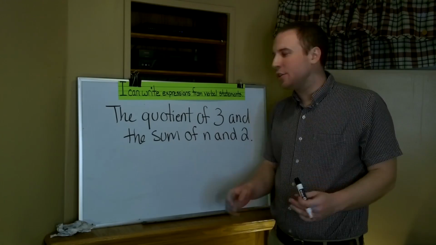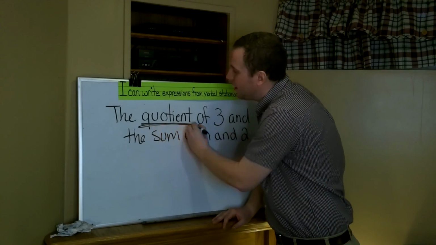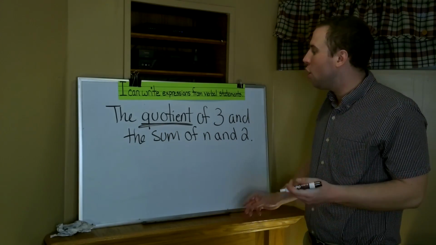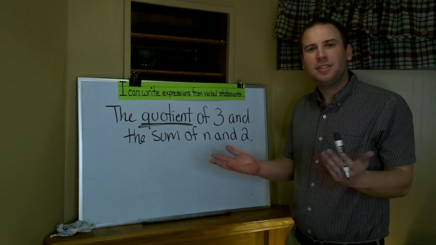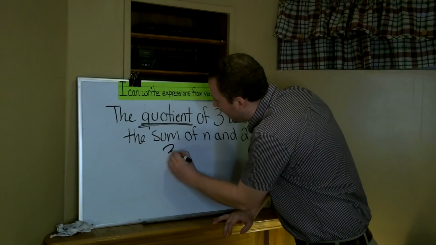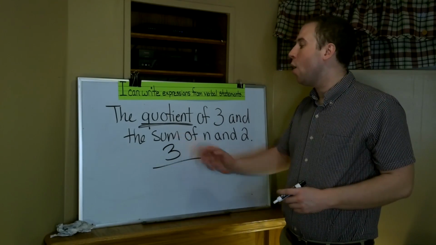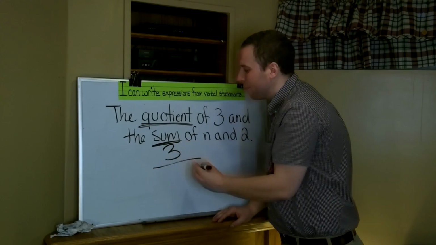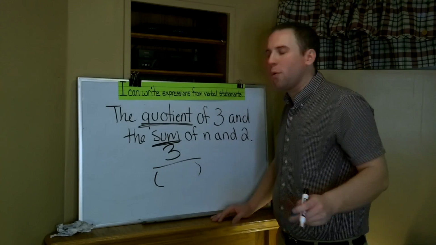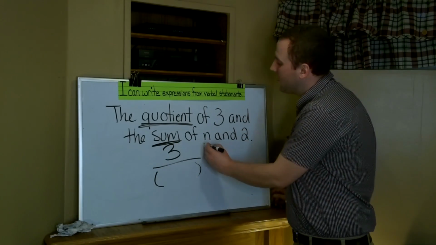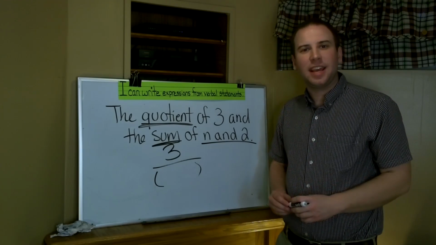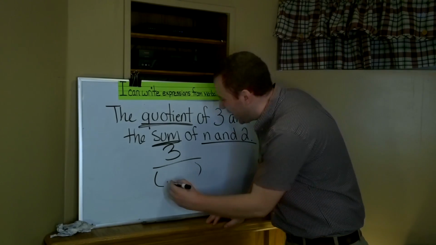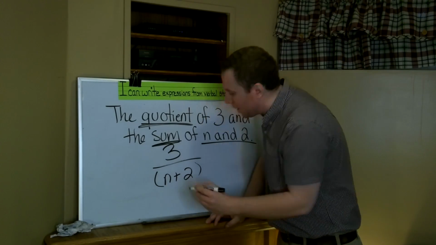Okay. Again, order matters here. So the first step is looking at the top, the quotient. Quotient means what? Division, right. So we're going to divide 3 divided by what? That's correct. The sum. So again, we need to have that parentheses there. Sum means what two numbers are we going to add together? That's correct. N plus 2. Very good.